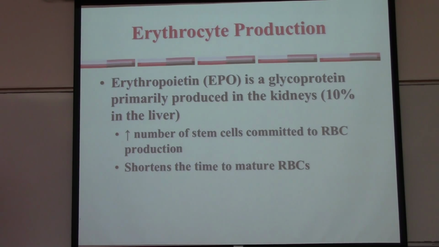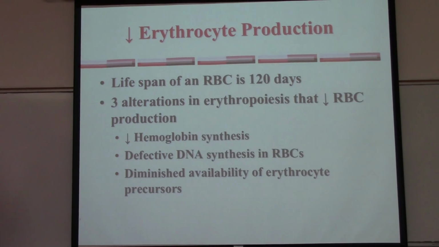Well, giving EPO or having enough EPO in your system will determine that indeed you'll have stem cells that are actually going to travel down that road. And the EPO produced by the liver shortens the time it takes to mature those cells. The lifespan of a cell is 120 days.